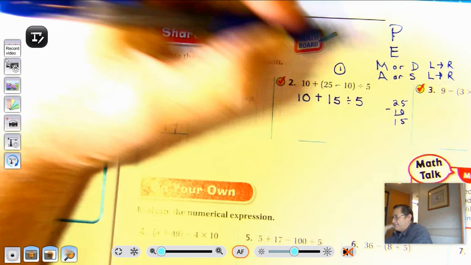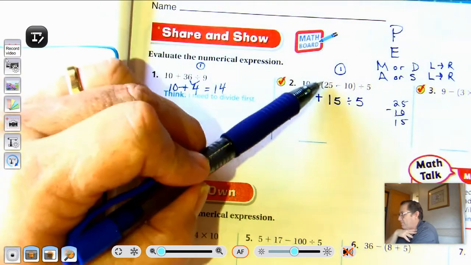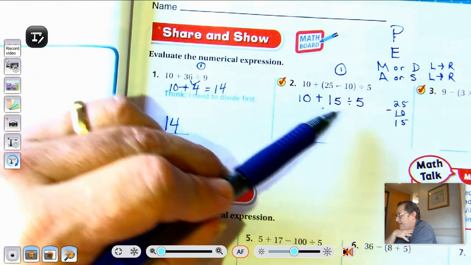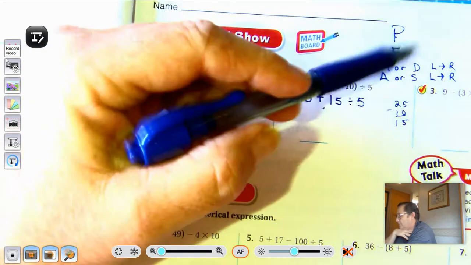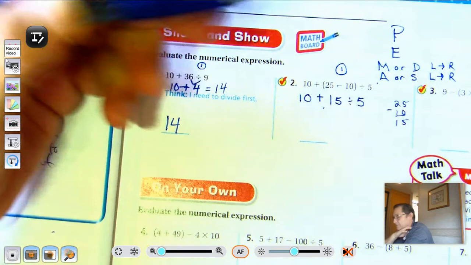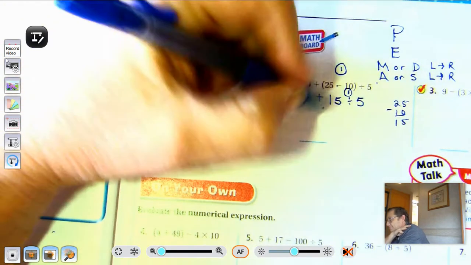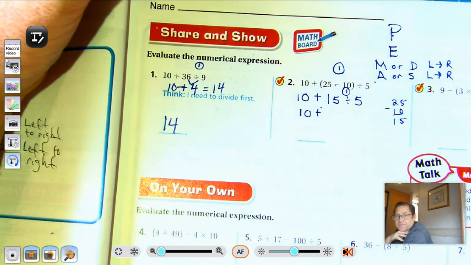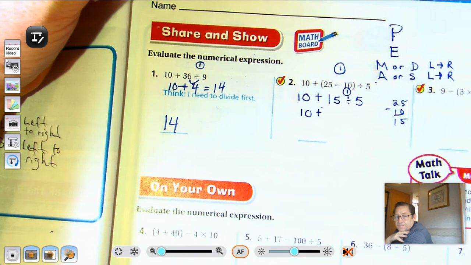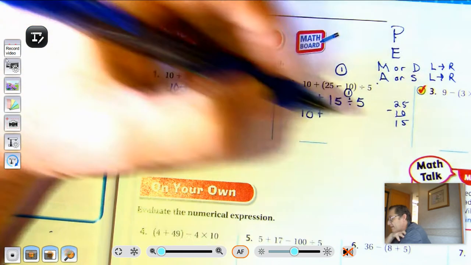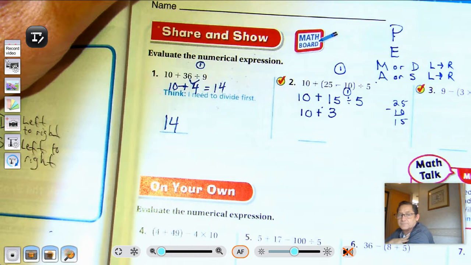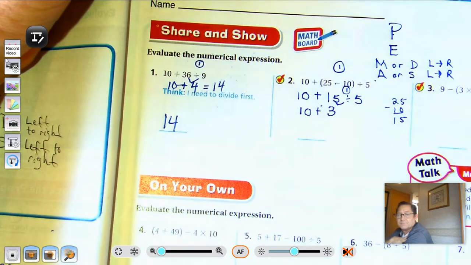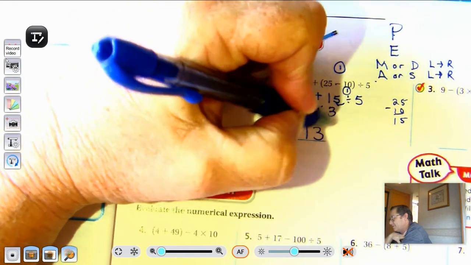Divide by 5. So I no longer have parentheses because I subtracted already. So now I have addition and division. Well, division comes before addition. So now we're going to divide. So 10 plus 15 divided by 5. 15 divided by 5 is a basic math fact, so 3. Now I only have one operation left. 10 plus 3, 13.